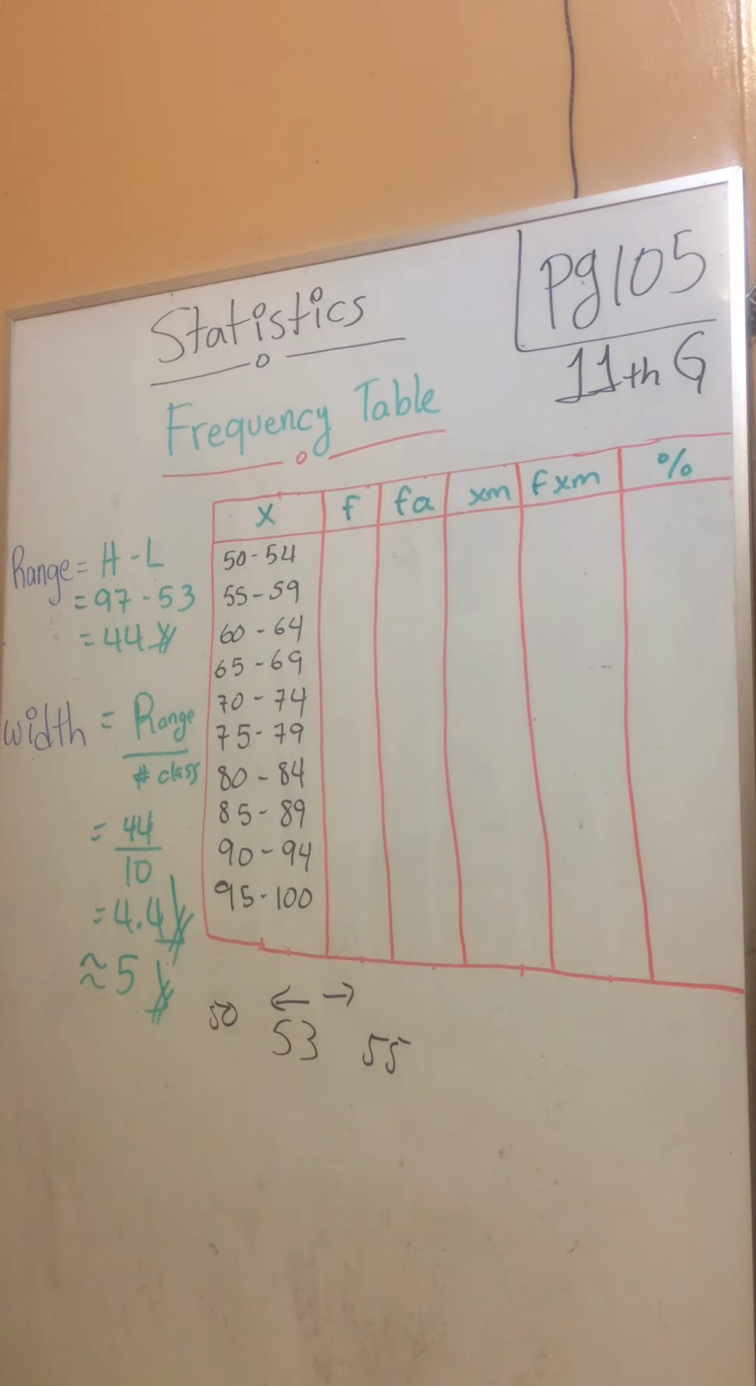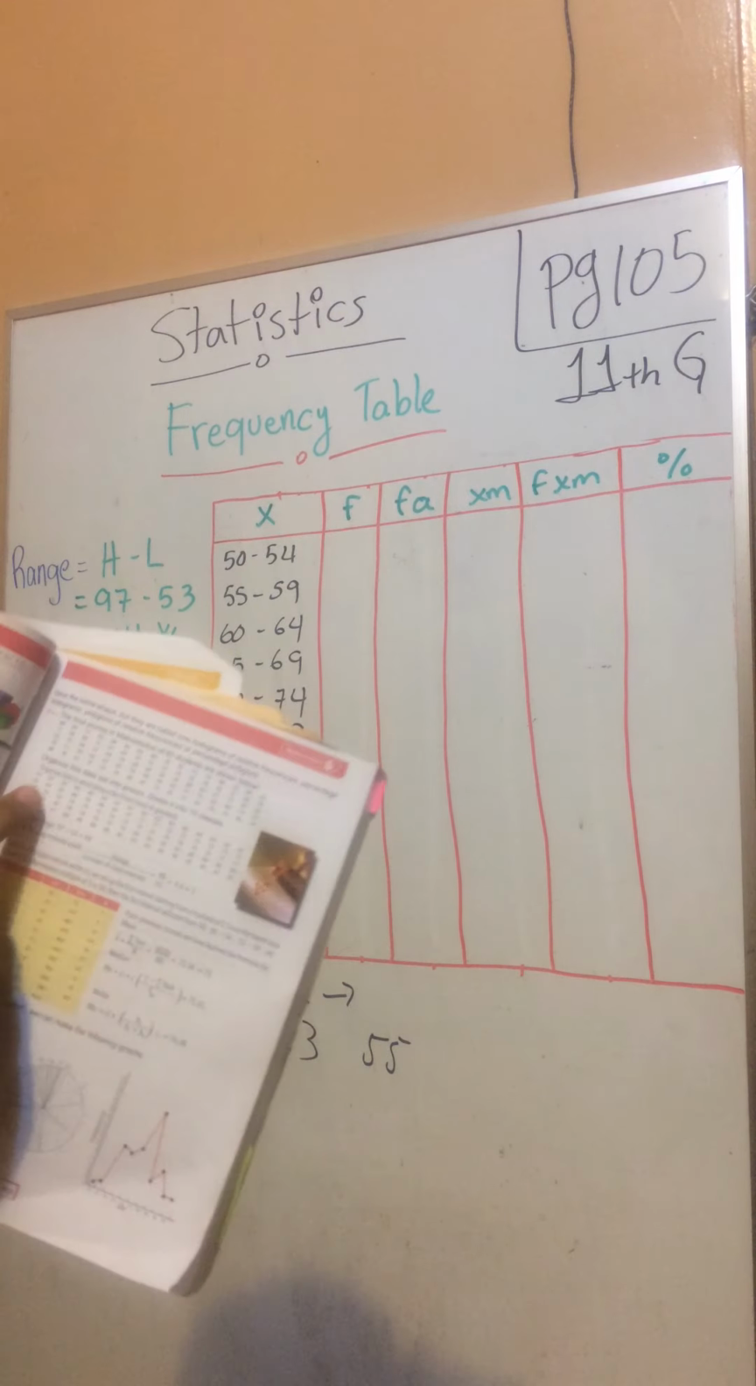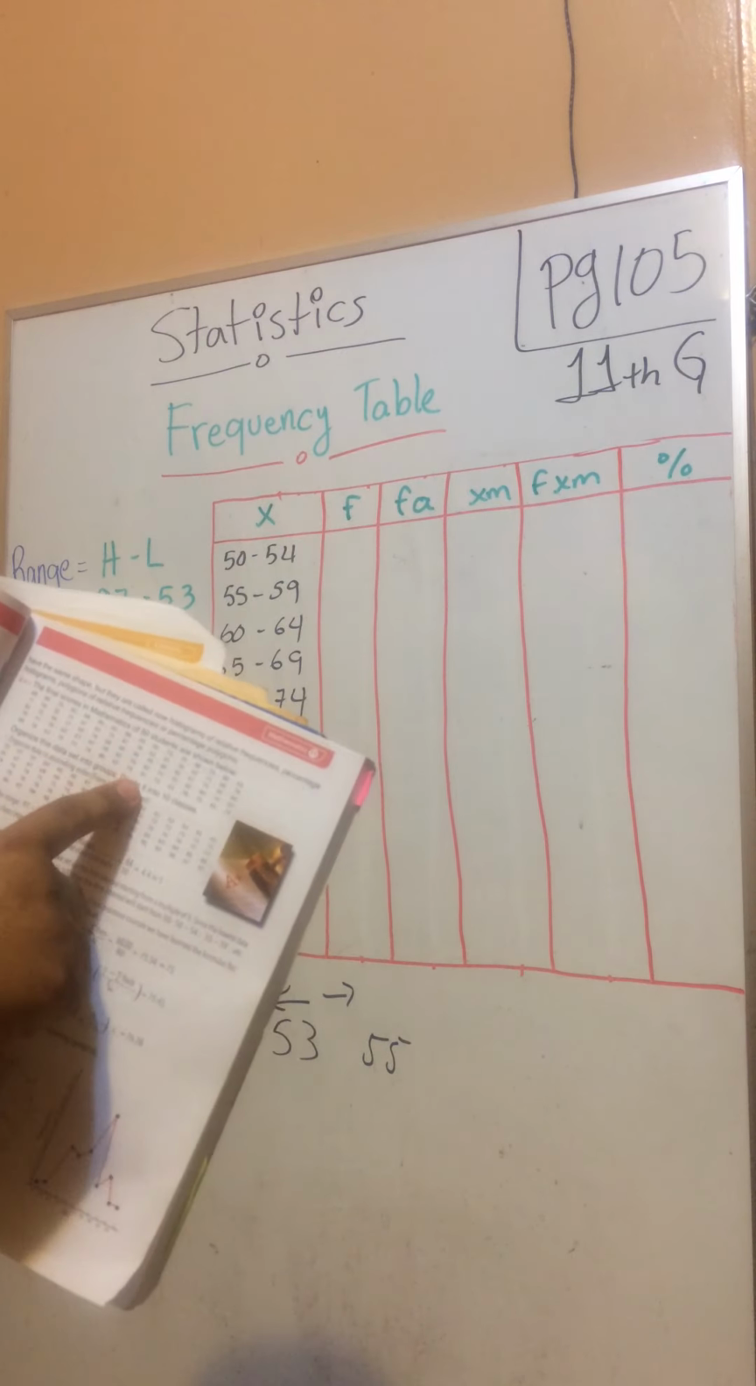Okay, let's review. How do we get these numbers? Okay, we first need to have the range. Okay, then when we have the range, we convert into the width. Okay, the width is the range divided by the number of classes. The number of classes is usually either given or we can choose it. Okay, but in this case, they gave it to us. Okay, if you notice, divided into 10 classes. So we already have that information.